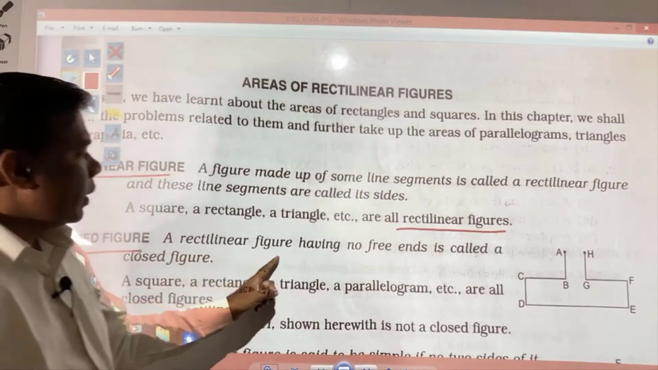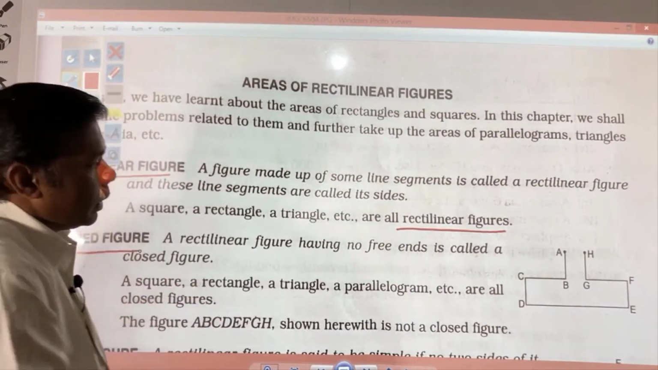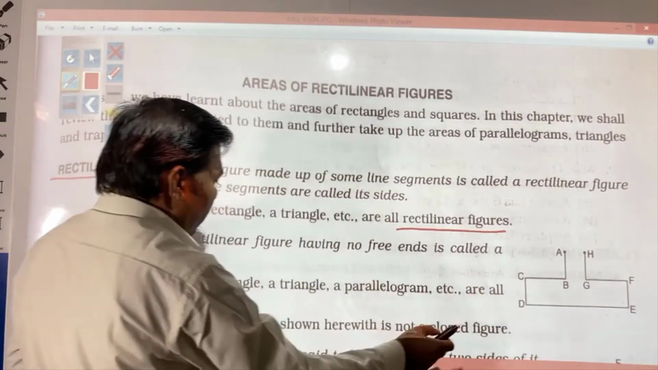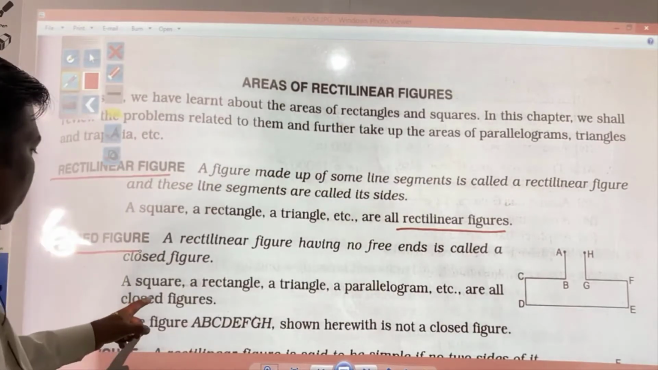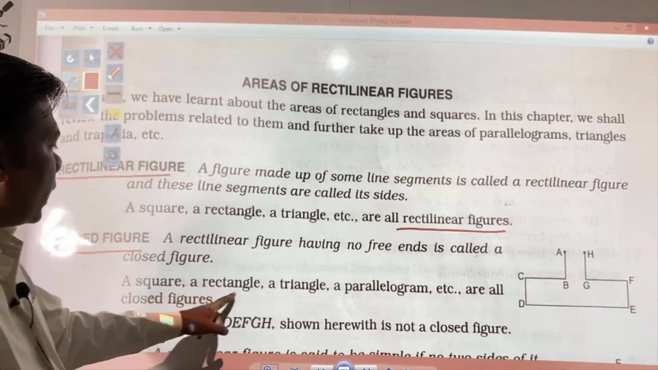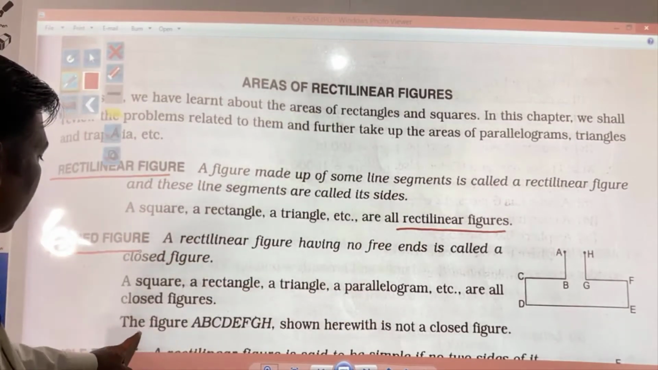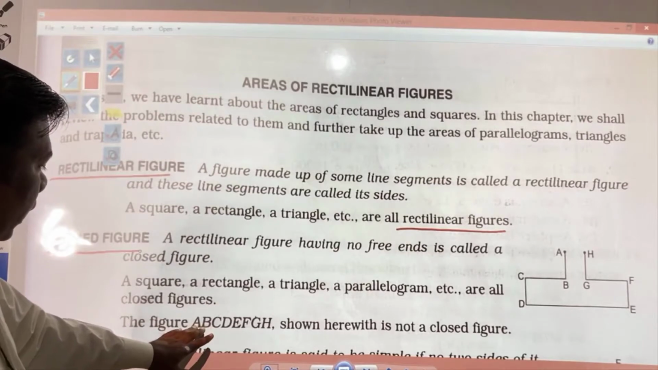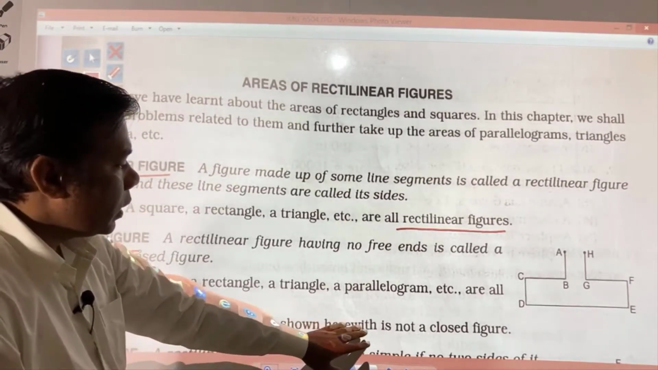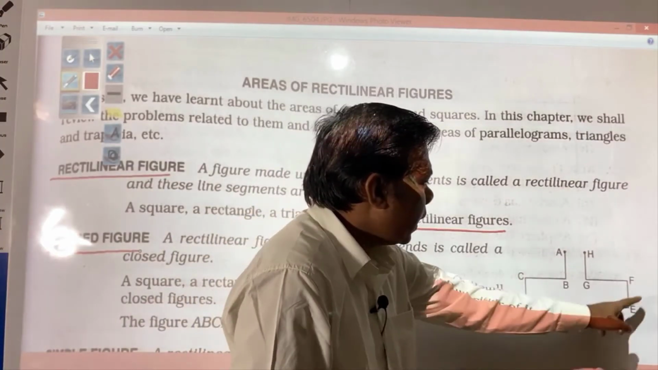Next you have the closed figure. A rectilinear figure having no free ends is called a closed figure. Here you see, no free end is there. Here you see, a square, a rectangle, a triangle, a parallelogram, etc. are all closed figures. The figure A, B, C, D, E, F, G, H shown herewith is not a closed figure.